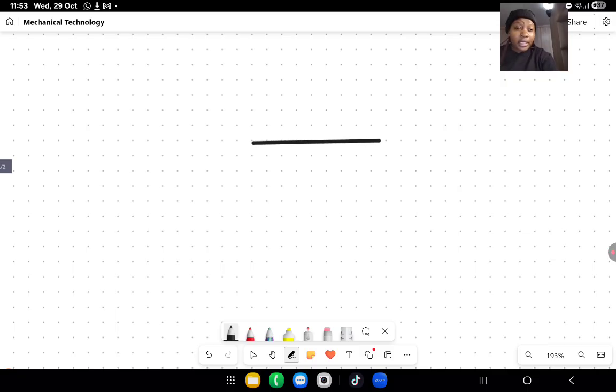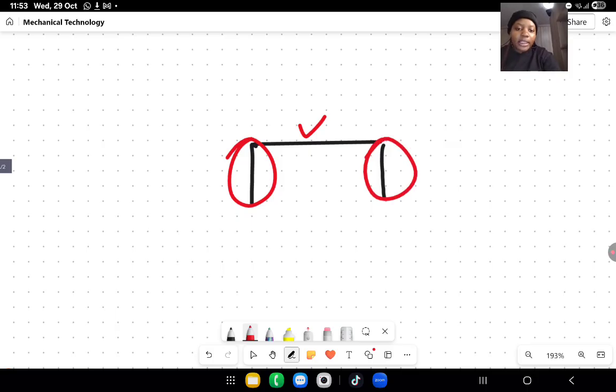Let me give you an example with a bench that goes down. So our particle here, it's this again. The two forces balancing each other are this one and this one. They balance each other so that this particle can do what? It can remain at rest or move with a constant velocity.